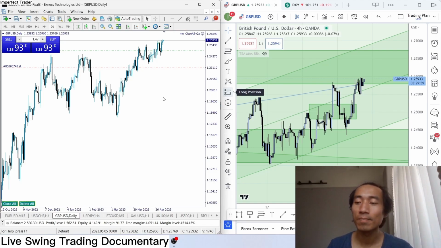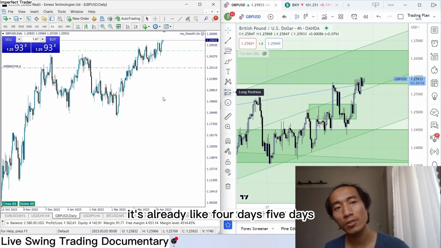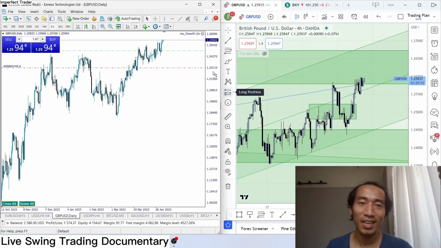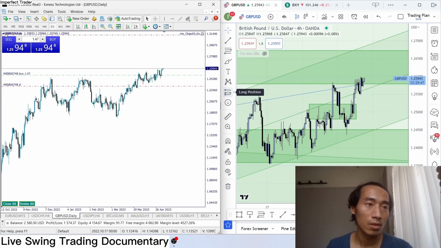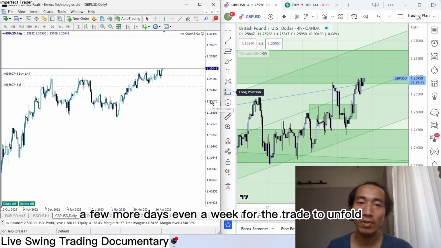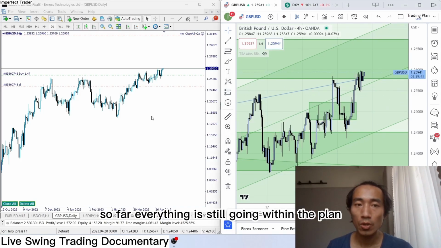So you can see it's already like 4 days, 5 days, and I think it's gonna take a few more days, even a week, for the trade to unfold. So far, everything is still going within the plan.